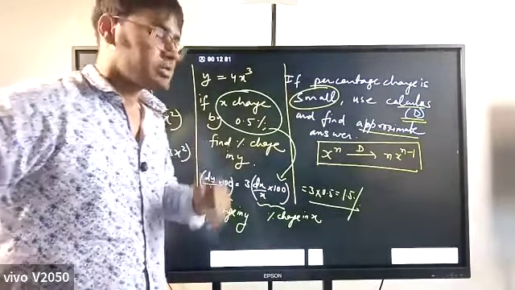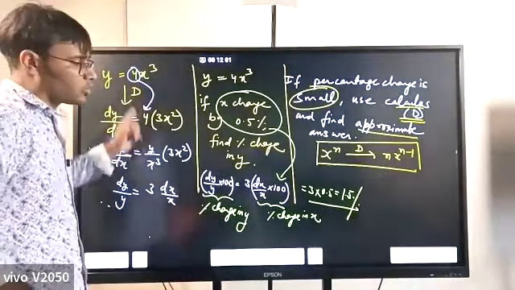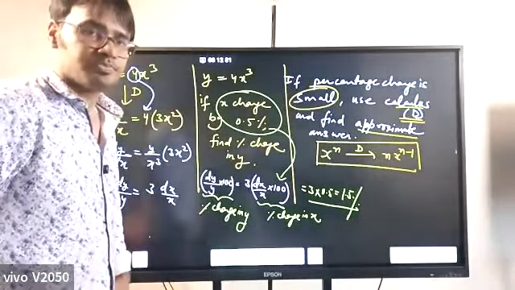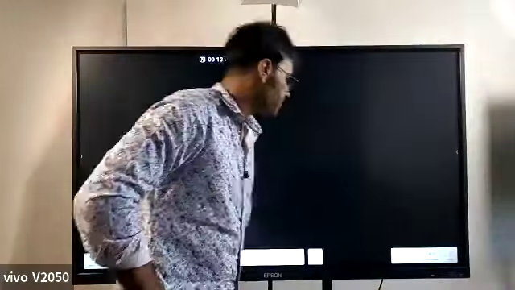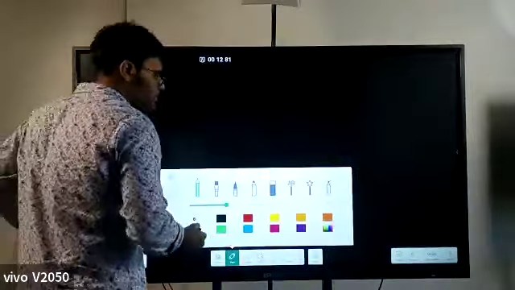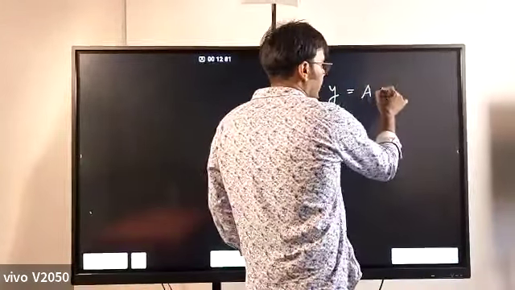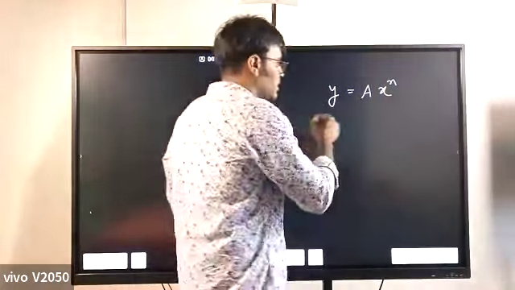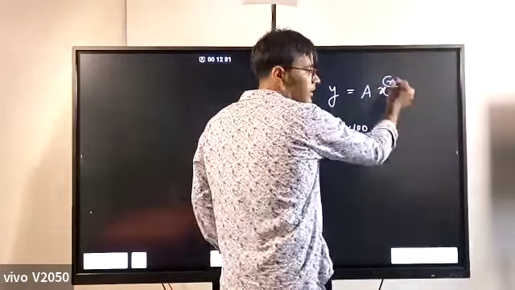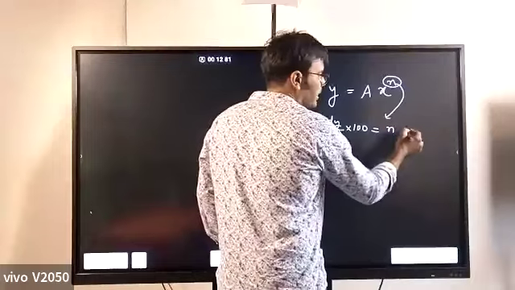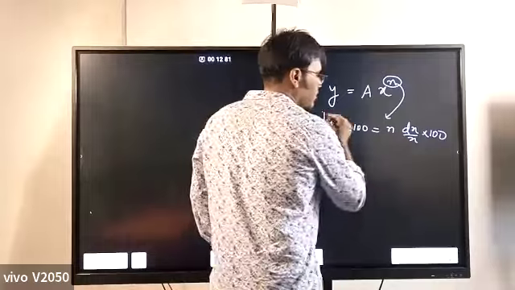Sirisha got the correct answer. I will tell the shortcut also, for those who don't know differentiation. So what is the shortcut here? The shortcut is simple. If y is equal to any constant times x to the power n, then for percentage change in y, the power will come in front: power times percentage change. Simply you can use this.